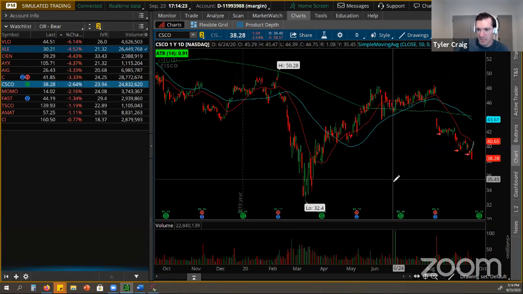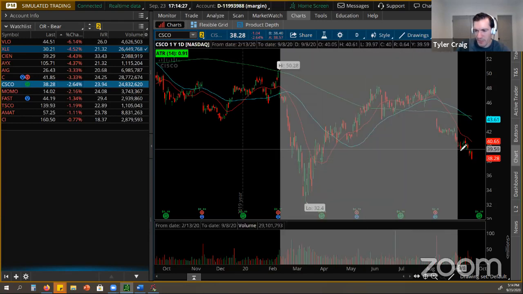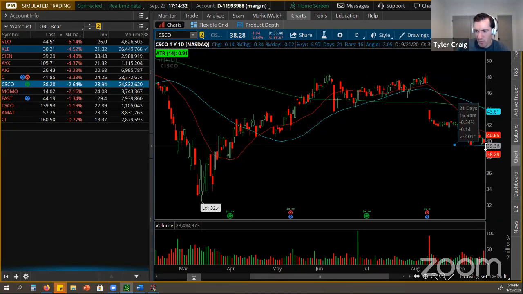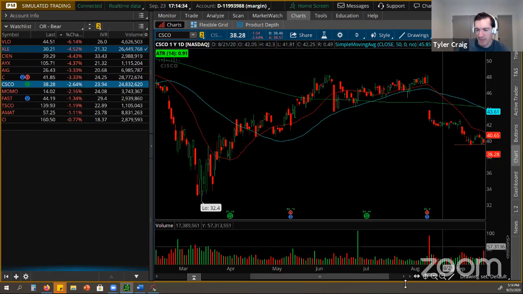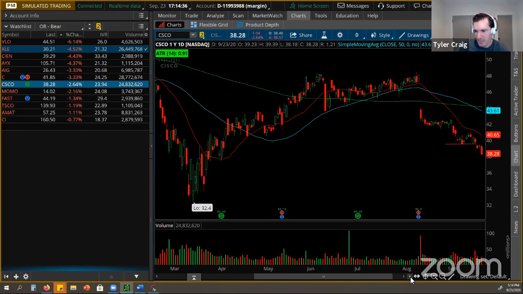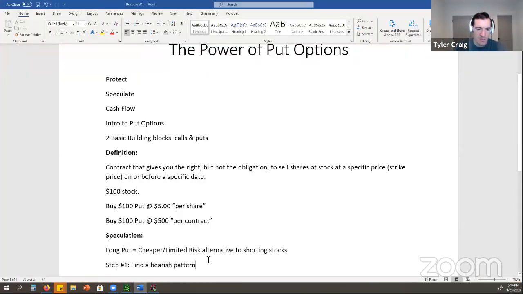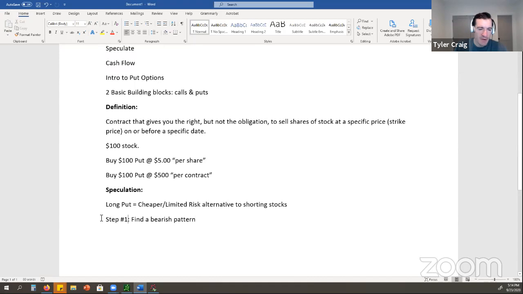How about Cisco? I think this was actually on the report two weeks ago, but also on the report this week. It was testing a support level coming into Monday. It broke support and continued lower, down 2.5% today. Long puts in all of those situations would have made some money. So step 1, find a bearish pattern. Step 2, pick a long put to purchase.